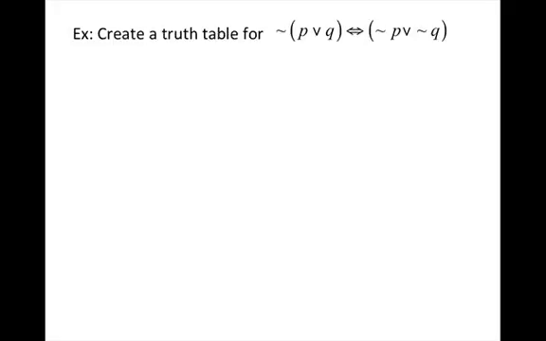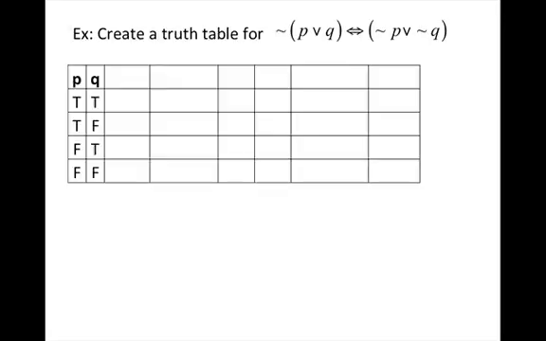I want to create a truth table for not P or Q, if and only if not P or not Q. So I only have a P and a Q, so I'm going to have a 4-line table. Let's look at what comes before the biconditional statement. I have a not P or Q. So I need to start out by finding P or Q. Once I have that column, I can find its negation. I can find not P or Q.